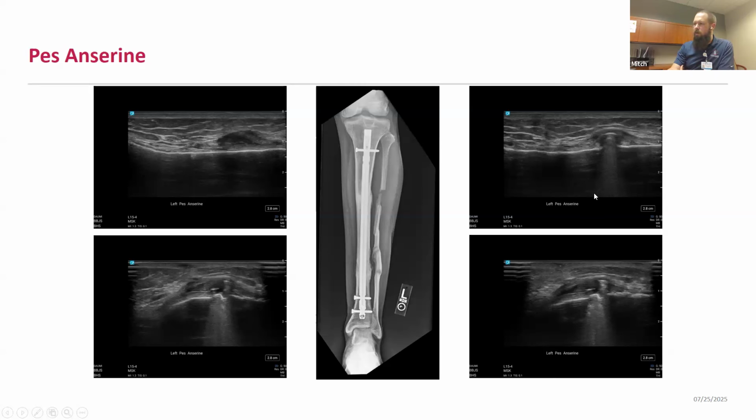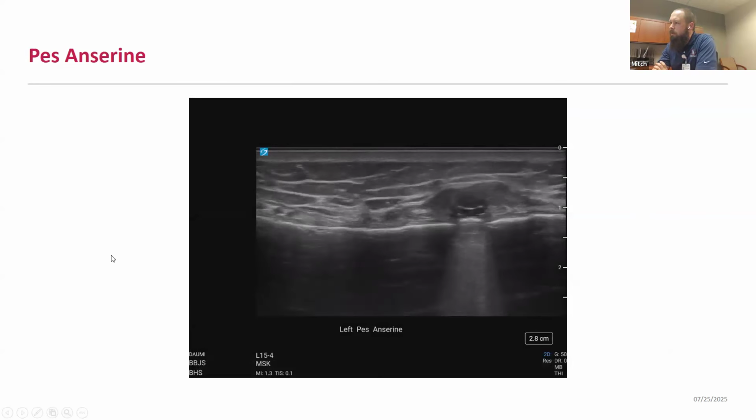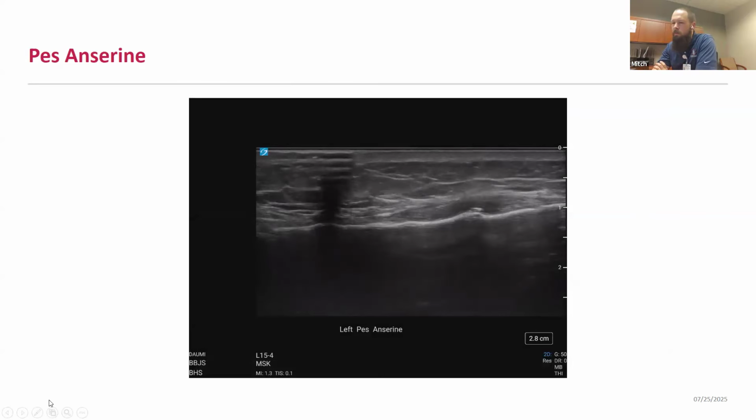And so rather than doing any injection for this patient, I referred him back to orthopedic surgery. They removed the screw, and fortunately his symptoms have resolved since that time. And so here's a video demonstrating that proximal screw again on ultrasound.